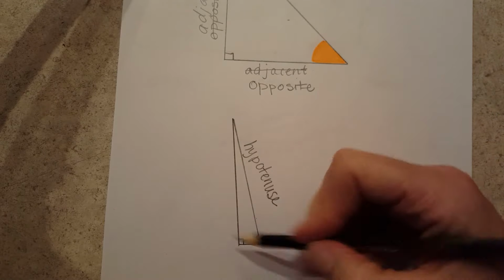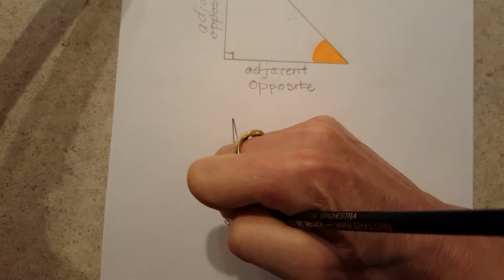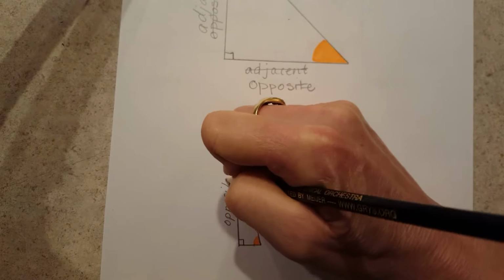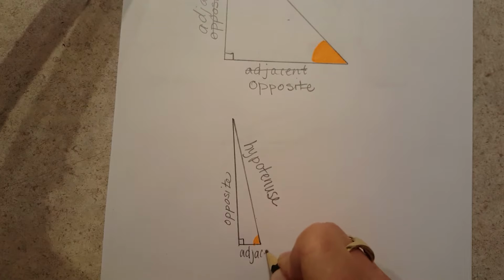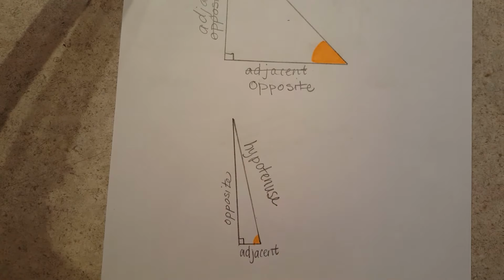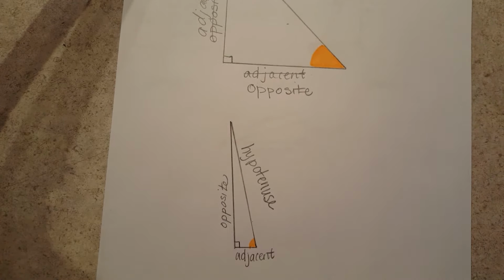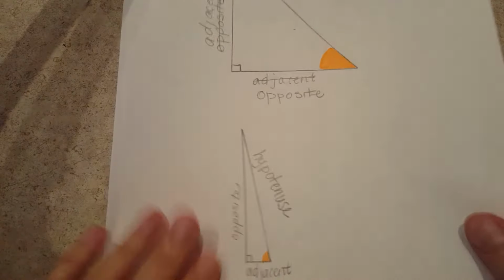Then this would be the opposite leg, and this would be the adjacent. And that will come into play as I explain the trig ratios in just a moment. Let's get right to that.